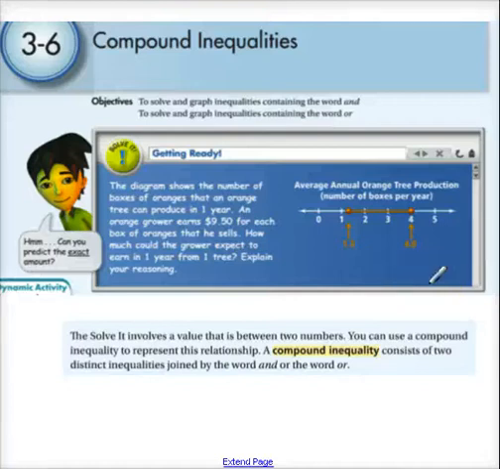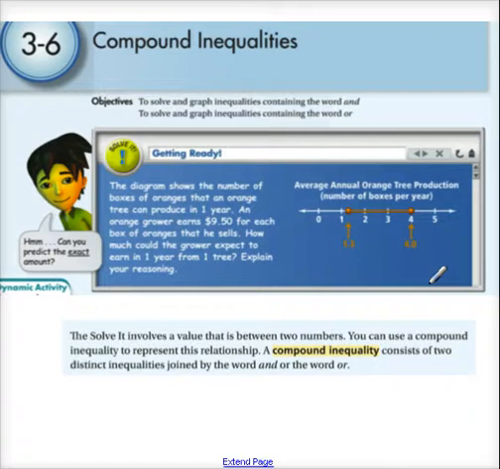Lesson 3-6, Compound Inequalities. This lesson is jam-packed with a ton of new information and examples, so it's really important that you take really good notes. When we come back to class, we will always go over all of these things along with much more practice.